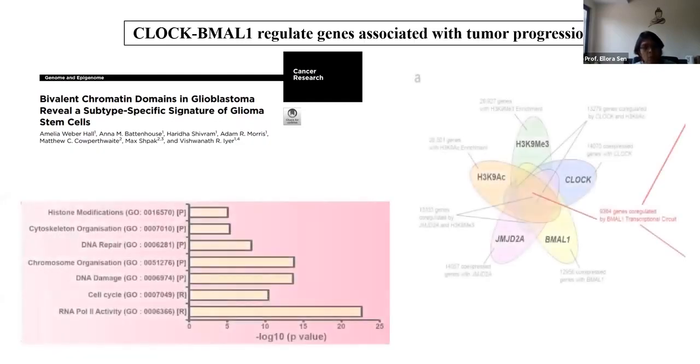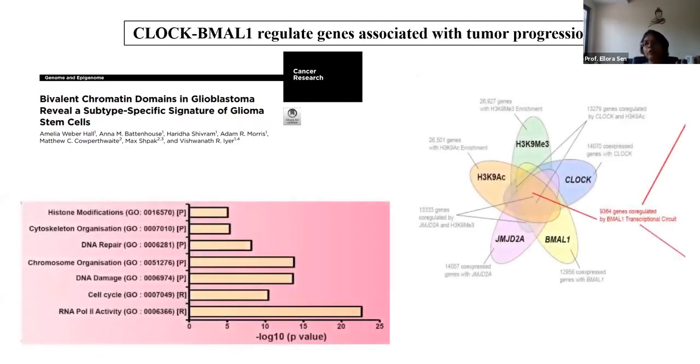Because we were finding that clock, BMAL1, histone methylation, histone acetylation, and histone methyltransferase were involved in the LIC circuit, from this ChIP-seq and RNA-seq data we tried to find the intersection between all three components that are involved in the LIC circuit. And what did we find from that analysis? That histone modification, cytoskeletal organization, DNA repair, chromatin organization, DNA damage, cell cycle, every event that is crucial for gliomagenesis is actually affected by this clock, BMAL1, and the methylation-acetylation circuitry.